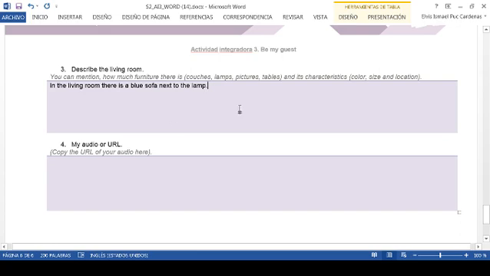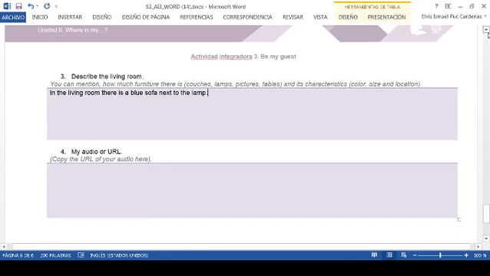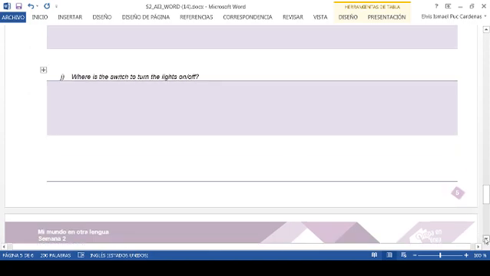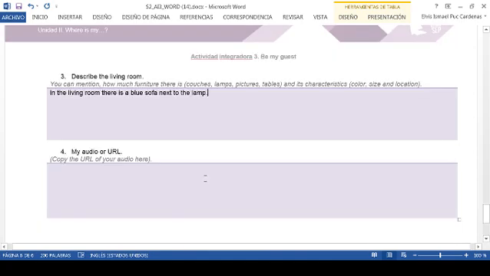After that, you have to record with your own voice the sentences that you wrote in the paper. You read the answers and the questions. You paste here the link as you did in the previous tasks. Van a grabarse leyendo las respuestas, las preguntas y pegar el link para que yo lo pueda escuchar como lo hicieron en las anteriores actividades.